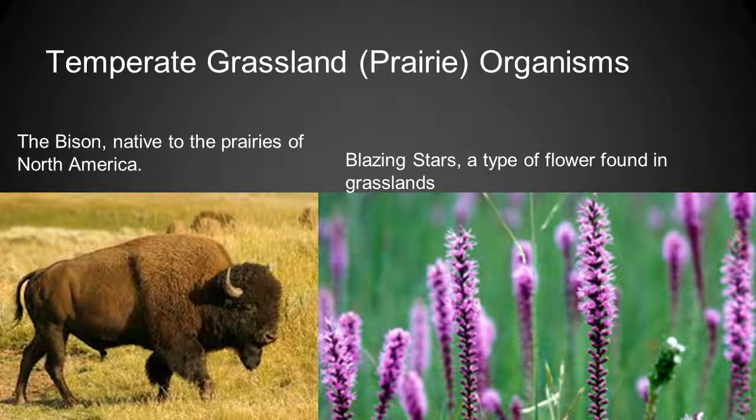A plant native to temperate grasslands is called blazing stars. They are ornamental plants with long stalks and purple flowers. They are native to the tall grass prairies of Midwestern America.